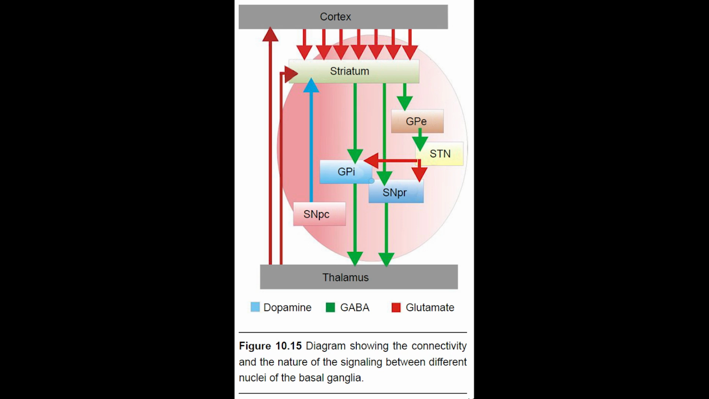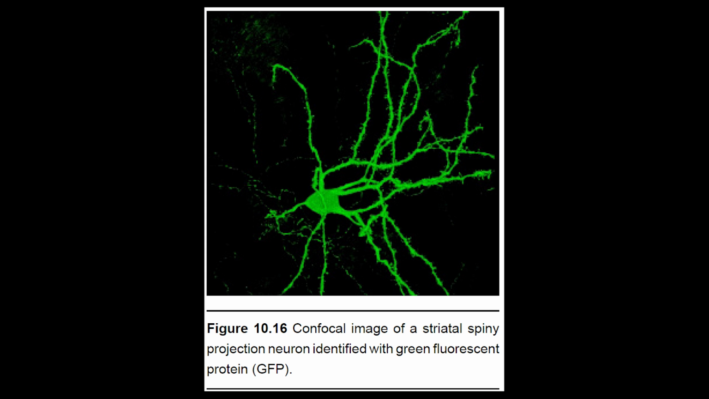The striatum. The striatum is the largest of the basal ganglia structures. It is the main input site of the basal ganglia, with projections coming from both cortical and limbic structures, such as thalamus and amygdala. On a cellular level, the majority of neurons in the striatum are GABAergic cells called spiny projection neurons, or medium spiny neurons.